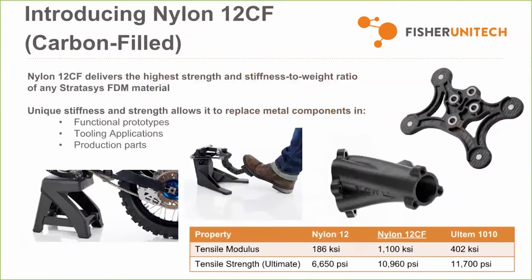Some of the new materials that are available, one of them is nylon 12 carbon fiber. It's the highest strength and stiffness to weight ratio material Stratasys offers. It rivals aluminum as far as mechanical properties, so we're seeing a ton of applications that are using it to replace metal parts. Really exciting stuff.